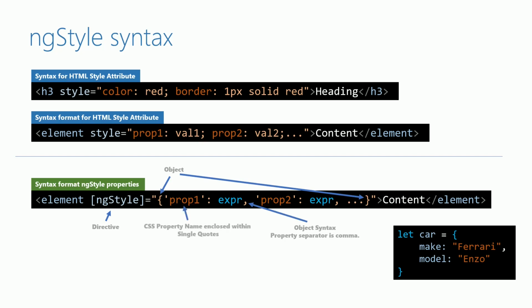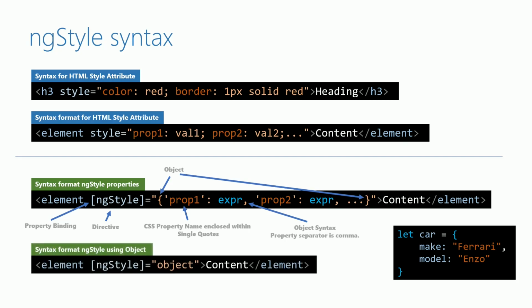ngStyle directive is defined with property binding. This ensures one-way data from the component properties to the expression. There is one more way ngStyle directive can be used, and this is the syntax. We can directly provide an object as value. This object has to be defined as component property which contains the style properties and values.